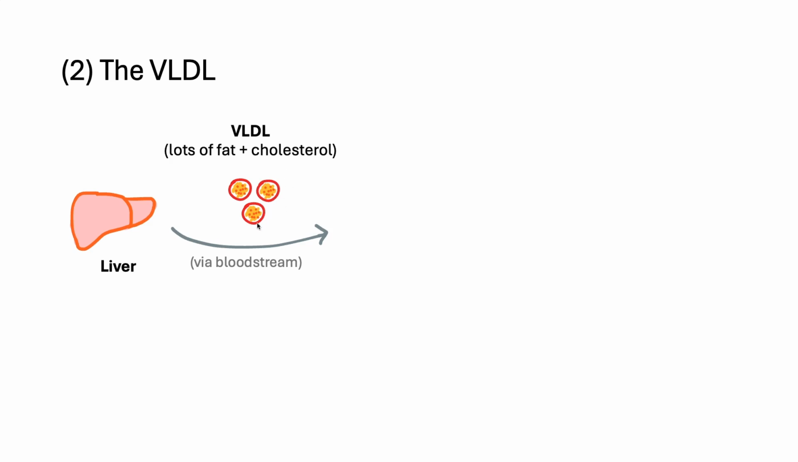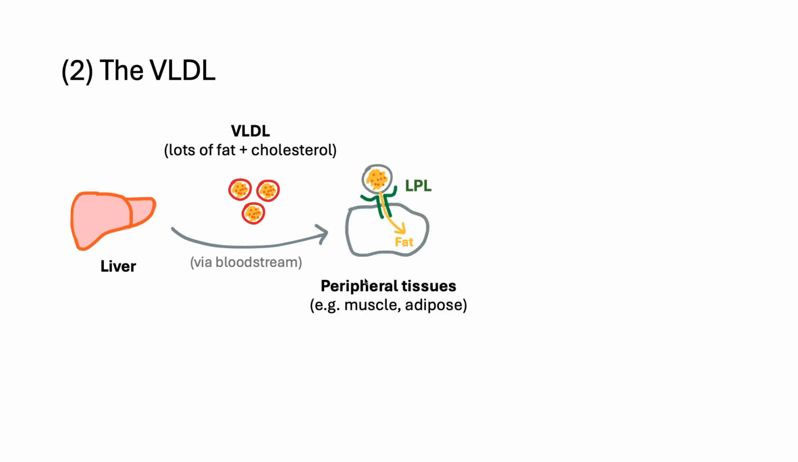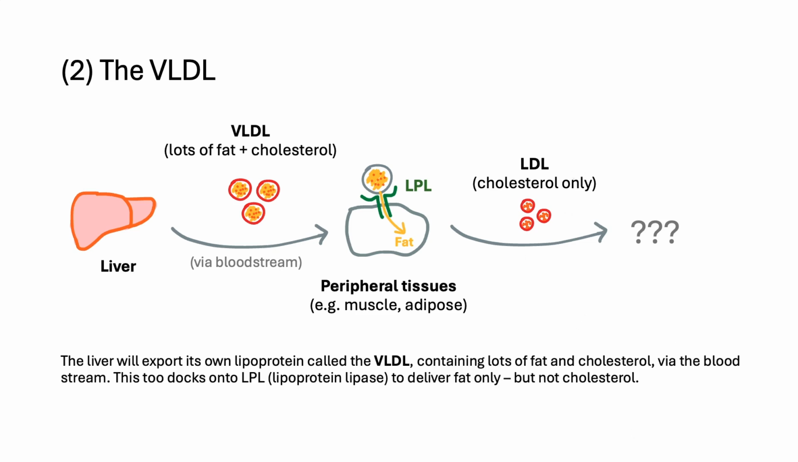Now this is very similar to a chylomicron. It's full of fat and cholesterol, but it goes via the bloodstream and it goes to the peripheral tissues. And again, it's going to dock onto LPL, lipoprotein lipase, which is the docking protein, and that's going to suck the fat out, but not the cholesterol, and it's going to emerge now as a smaller remnant, which we call the LDL, and that's cholesterol only. And we'll talk about the LDL in the next slide.